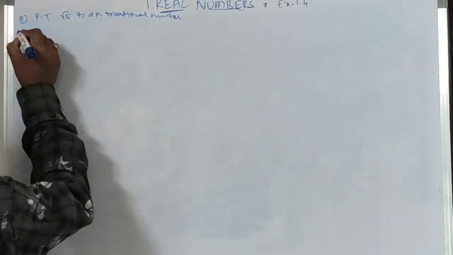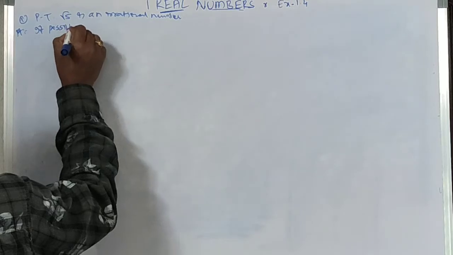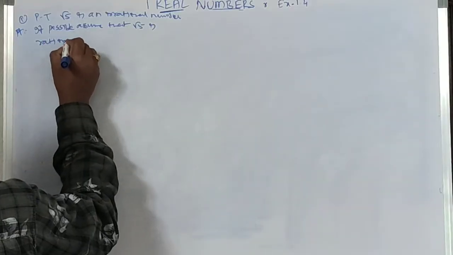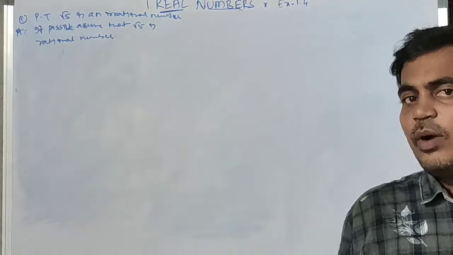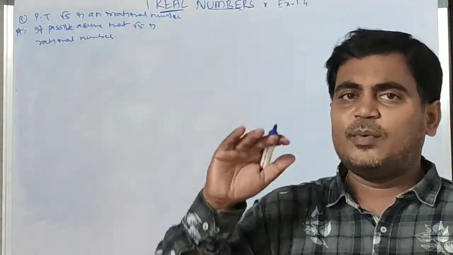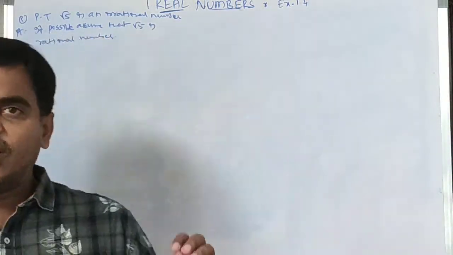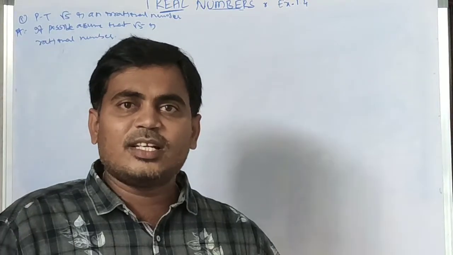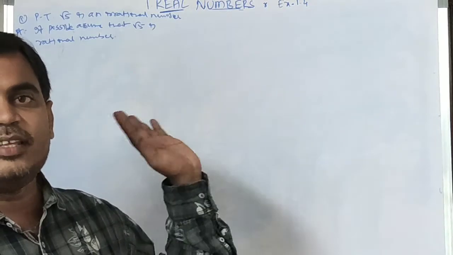Assume, if possible, that root 5 is a rational number. Whatever I am taking, I need to reach a contradiction. To prove that root 5 is an irrational number, I am considering the opposite: root 5 is a rational number.